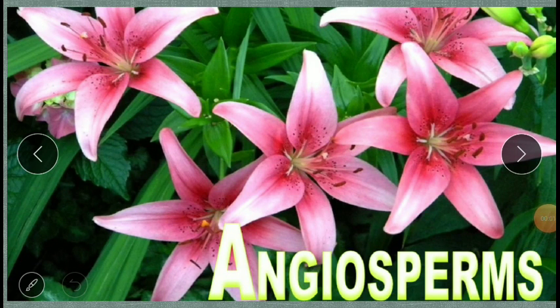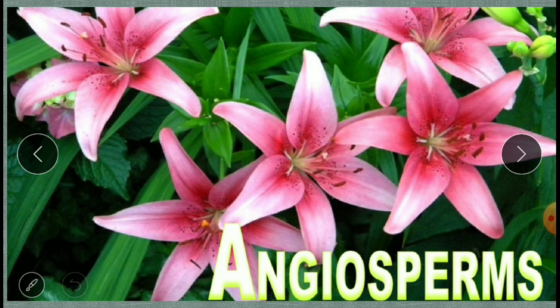Hello students, in my last video we have finished with the gymnosperms. That is, we are studying Unit 1 Diversity in the Living World, Chapter 3 Plant Kingdom. When we were studying the plant kingdom, we started with the higher algae, then came to the bryophytes, then the pteridophytes, then the gymnosperms, and now today we are going to start with angiosperms.